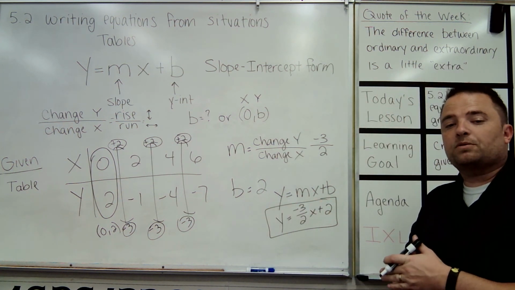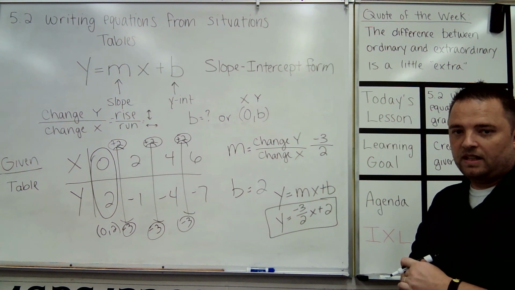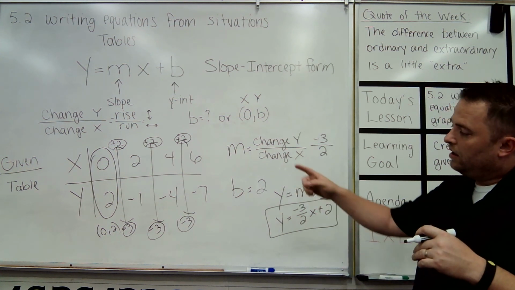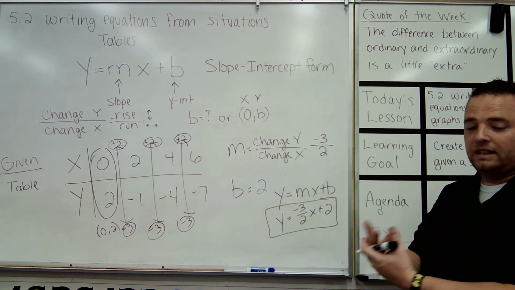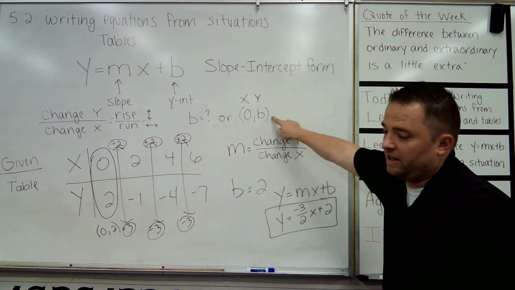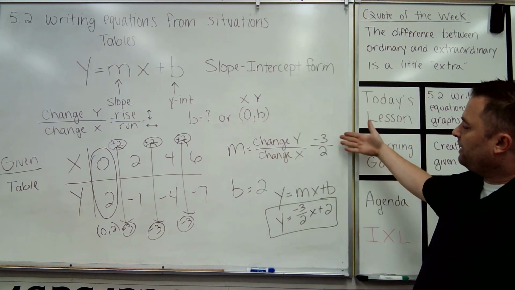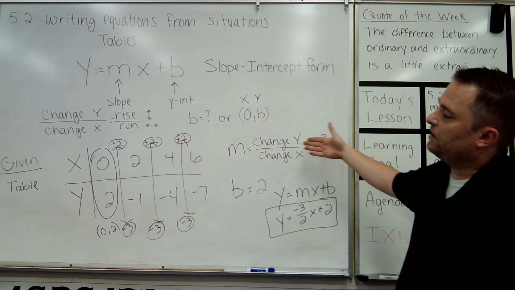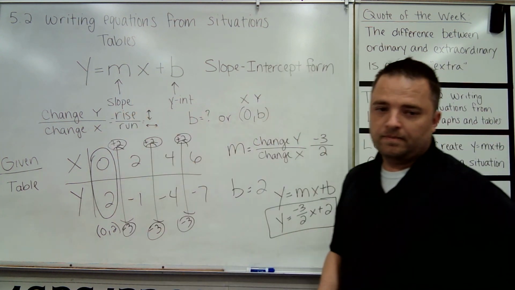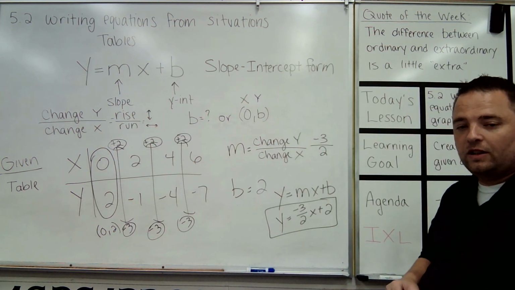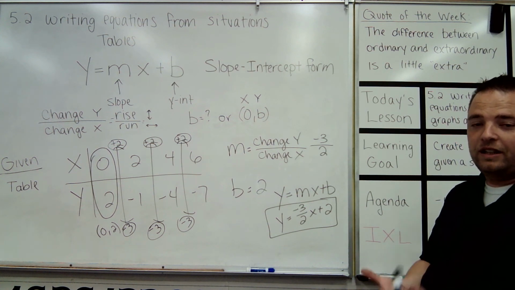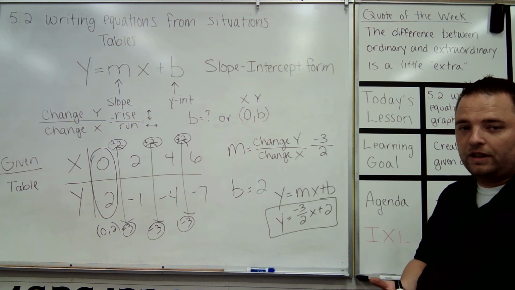The process remains the same. I'm trying to find where X is equal to 0 and Y is equal to some number because I understand what this means. And I'm trying to find how my X's and Y's are changing because I know what this means. In the next video, we'll be discussing how this looks in a graph. That's all for writing equations from tables.